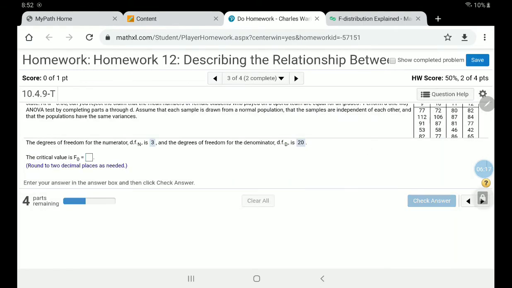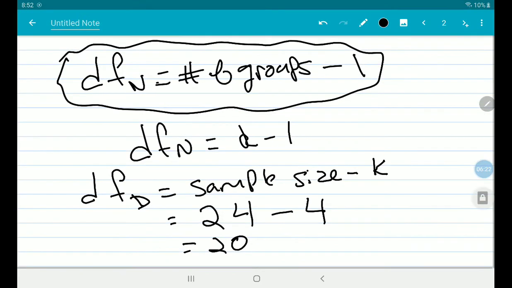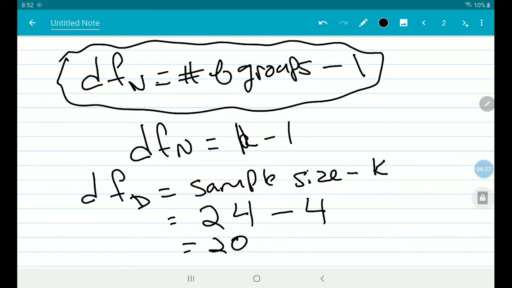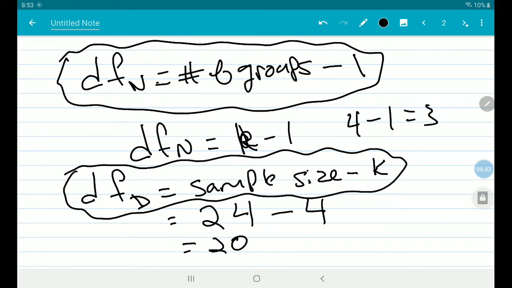Okay, so just to recap that, the degrees of freedom for the numerator is the number of groups minus 1. That's sometimes called k minus 1. The degrees of freedom for the denominator was that sample size, right? In this case, we had 6 for each group, and 6 times 4 was 24, minus the number of groups. 24 minus 4 was 20. So that's how we got our degrees of freedom to be 3 and 20.